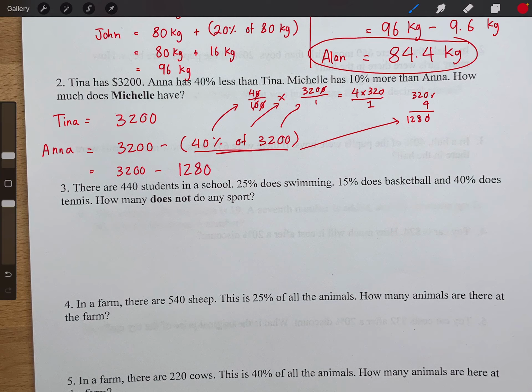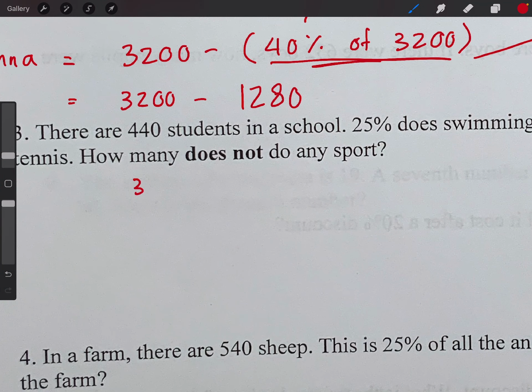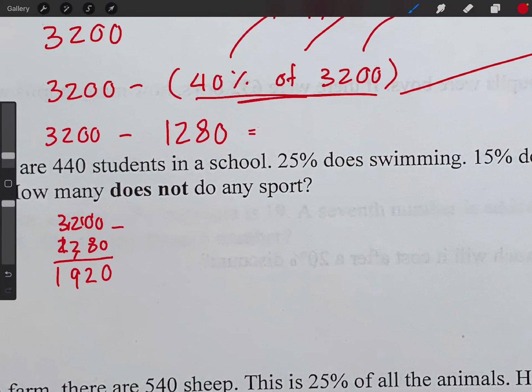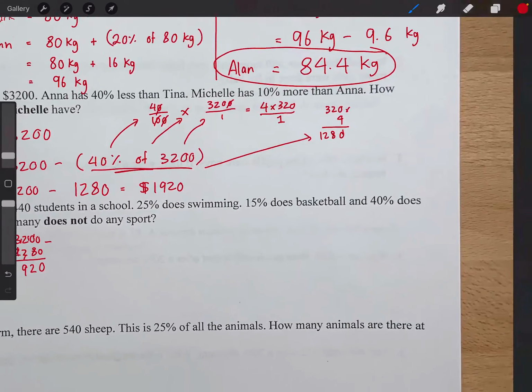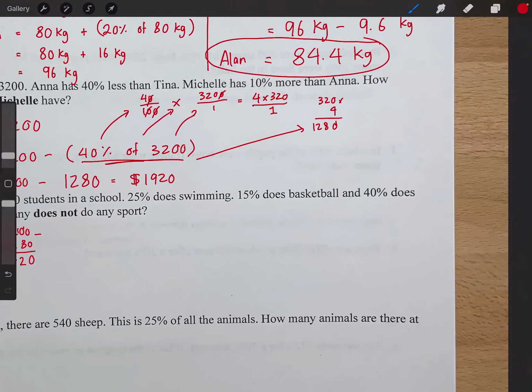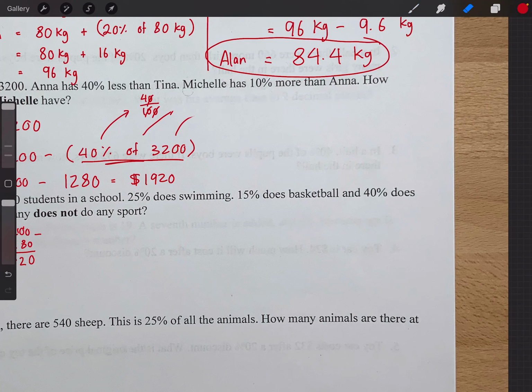So now we can do a subtraction. So 3,200 minus 1,280: 0 minus 0 is 0. 10 minus 8 is a 2. This will be a 3. 12 minus 3 is a 9, and this will be a 1. So that comes to 1,920. Alright, now we've done that part. Let's look at the next part. I'm going to rub this out. Don't need this anymore.